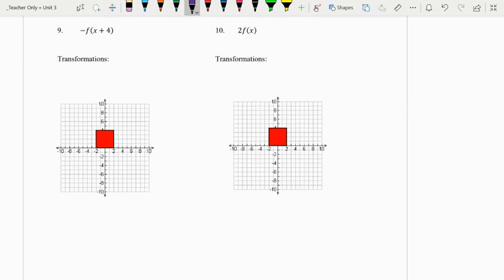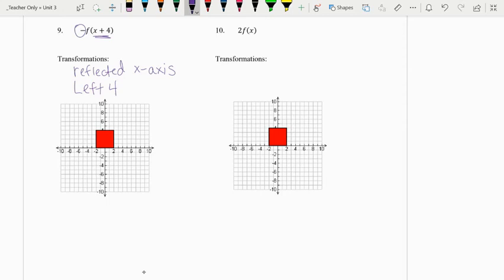So then we have number 9. Okay, this one means reflected over the x-axis. And then we have x plus 4. Plus meaning technically -4, which would mean left 4.